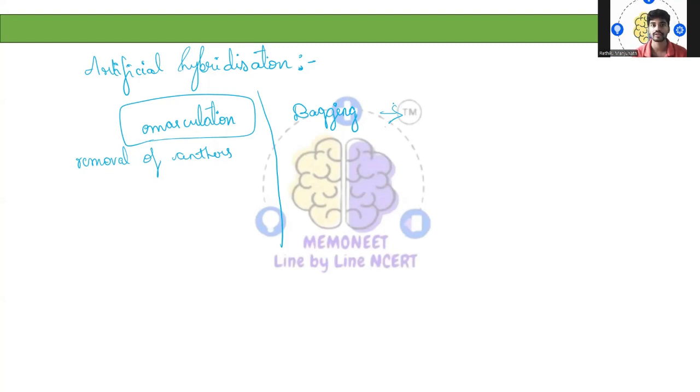Once the pollen grains have been dusted on the stigma, it is rebagged and allowed to stay until the fruit development is observed. If that is not required, there is no need of rebagging. So this was all about how artificial hybridization happens.